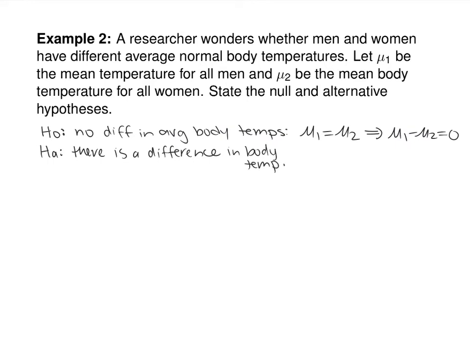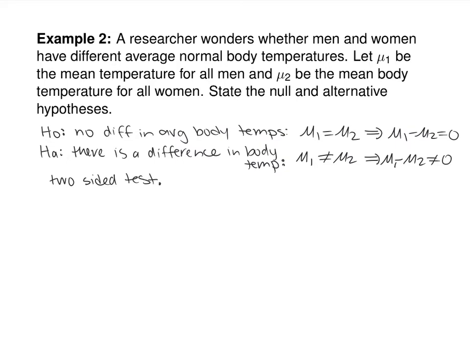Now, one thing to note is I didn't specify a direction. Like anyone who's ever held hands with a girl knows that girls have cold hands. Maybe girls' body temperatures are lower, but I didn't specify that in the problem. So there being a difference could mean that men's temperatures are lower, or it could mean that women's temperatures are lower. We don't know. So in that case, when no direction is specified, it's just mu1 does not equal mu2, or mu1 minus mu2 is not equal to 0. And this is an example of something called a two-sided test.